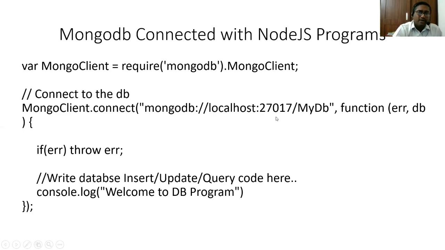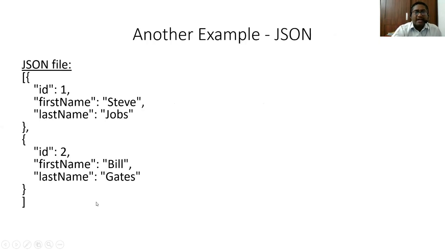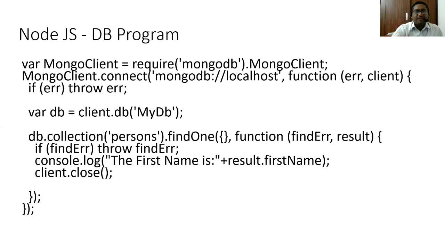Instead of school, we can give mydb. So function(error, database): if error, throw; otherwise, welcome to database program. Your program is connected, in the JSON format I told. In another file, MongoClient function, it will throw error, db equals client.db of mydb. Now persons: db.collection of persons. If the collection is persons, it will return the value. findOne means the first record, it will return the value.